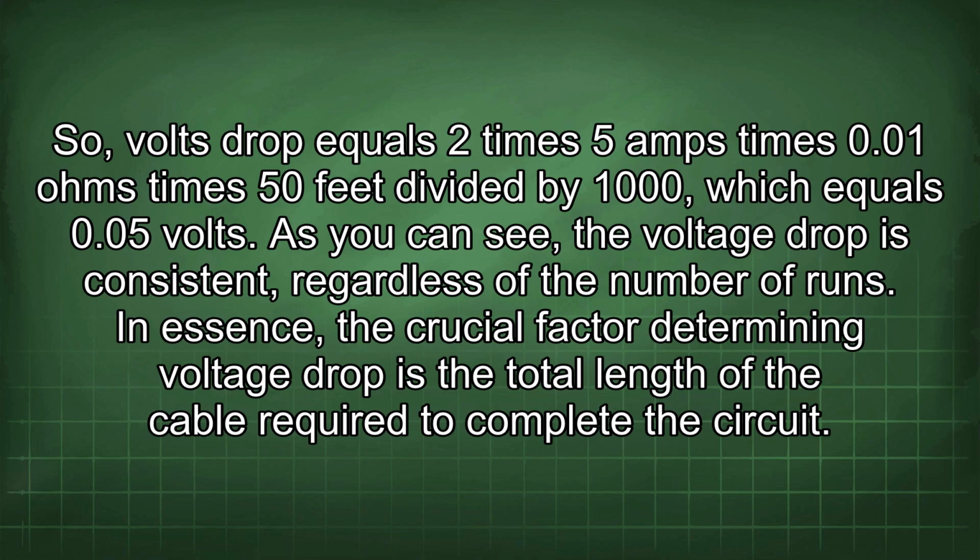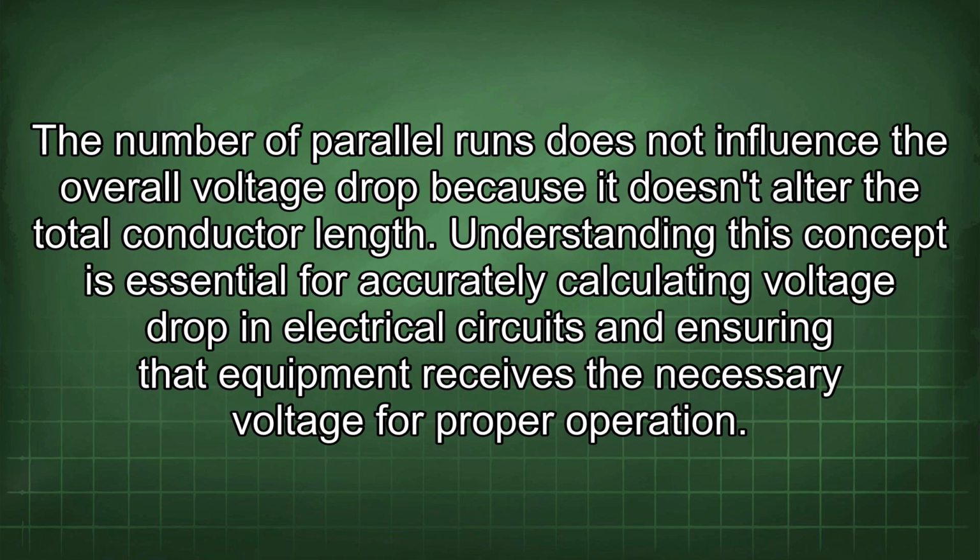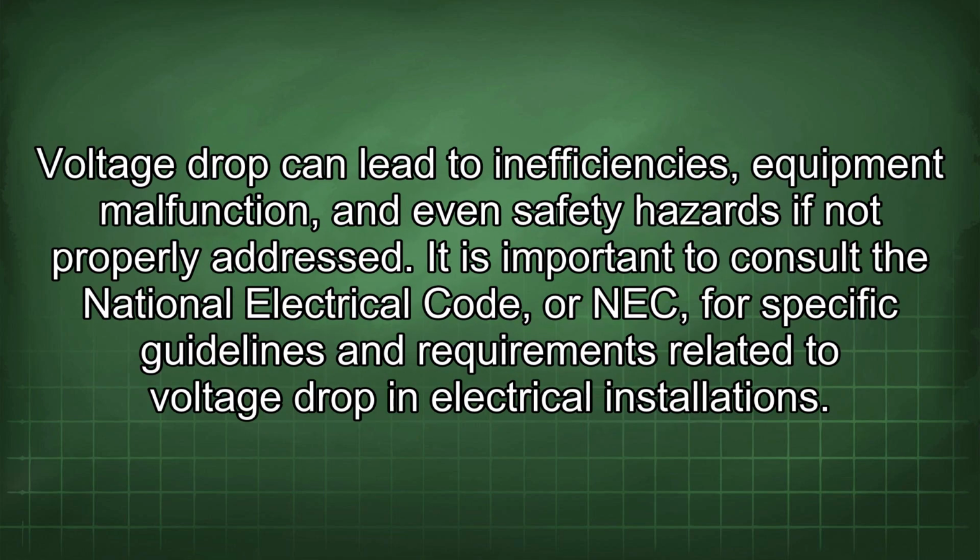In essence, the crucial factor determining voltage drop is the total length of the cable required to complete the circuit. The number of parallel runs does not influence the overall voltage drop because it doesn't alter the total conductor length. Understanding this concept is essential for accurately calculating voltage drop in electrical circuits and ensuring that equipment receives the necessary voltage for proper operation. Voltage drop can lead to inefficiencies, equipment malfunction, and even safety hazards if not properly addressed.